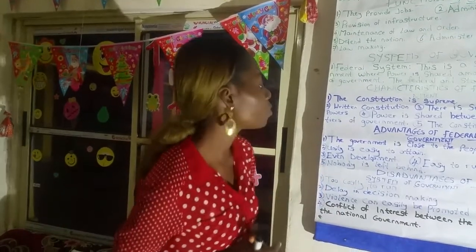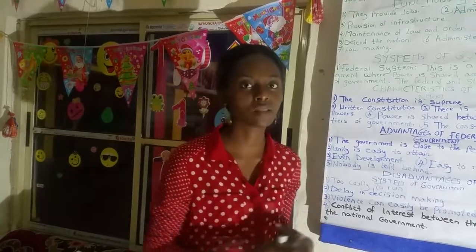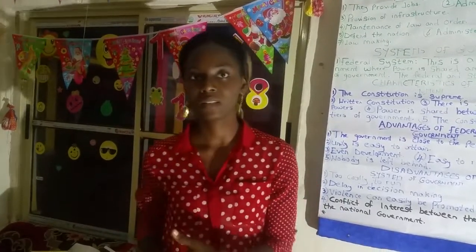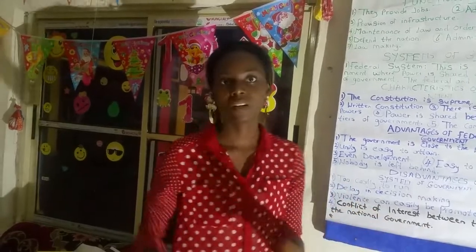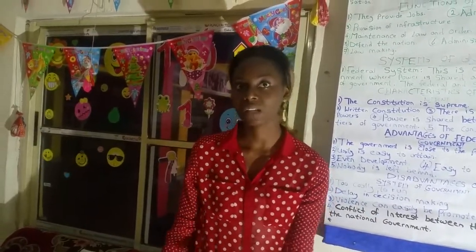Number 2, unity is easy to attain. The state government can easily come down and say, okay, let me go and see my people. Let me go to the local government. Let me go and find out what is happening. Why? Because they share the power. It's easy for them to reach out to the grassroots and the people.